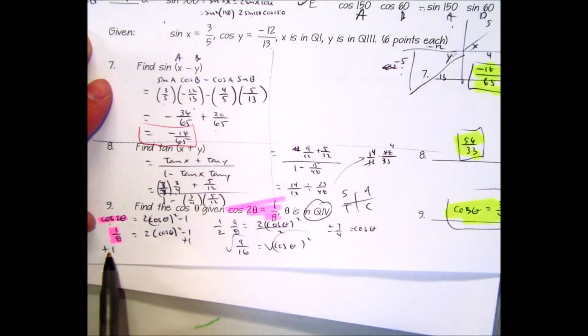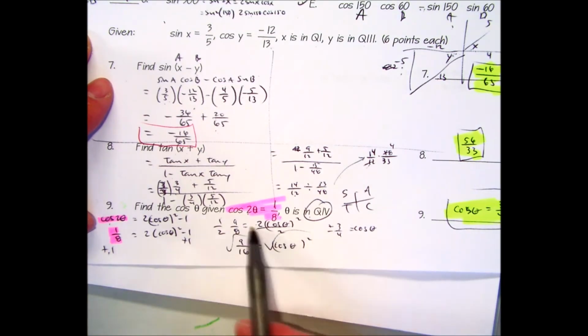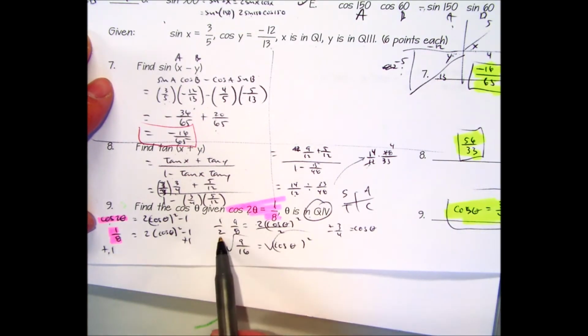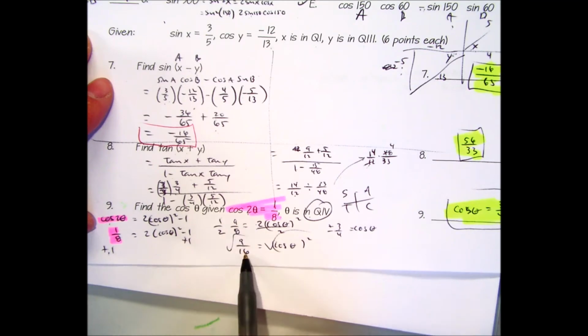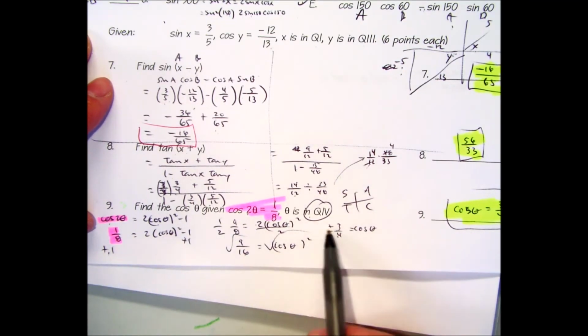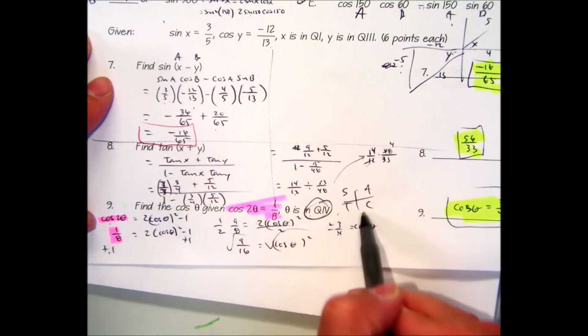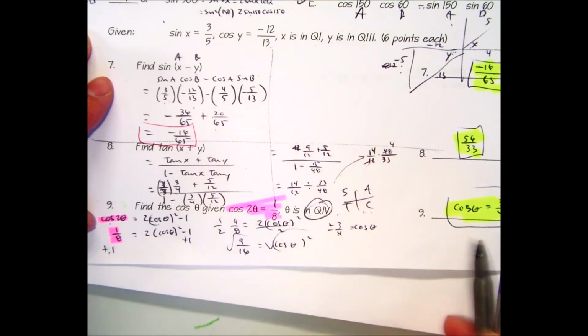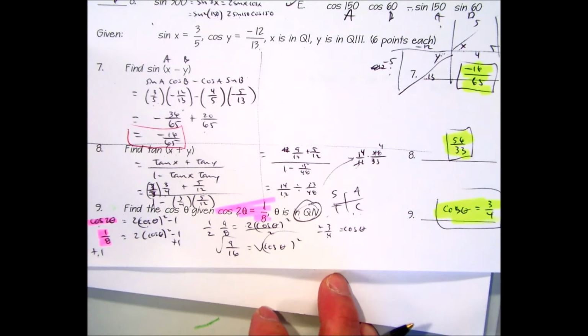Added 1. 1 is 8 over 8, so that becomes 9/8. Divided by 2, same thing as times 1/2, so that becomes 9 over 16. Take the square root, I get 3/4. Determine if it's positive or negative, look in quadrant 4. Cosine there is positive, so my answer is 3/4.